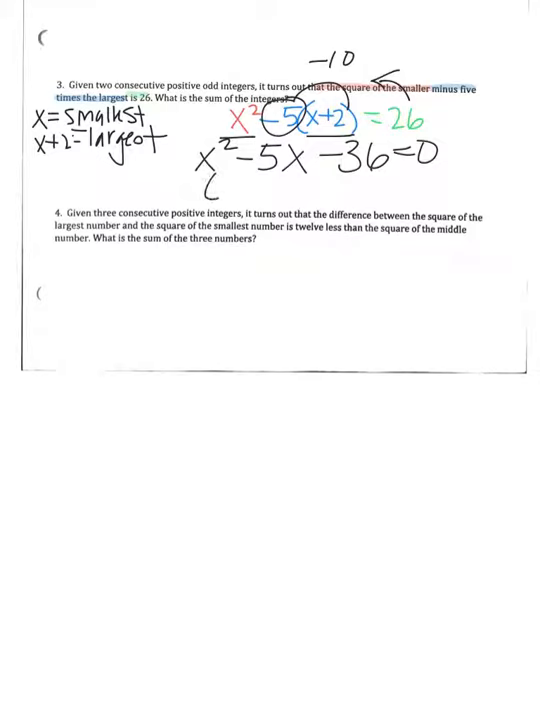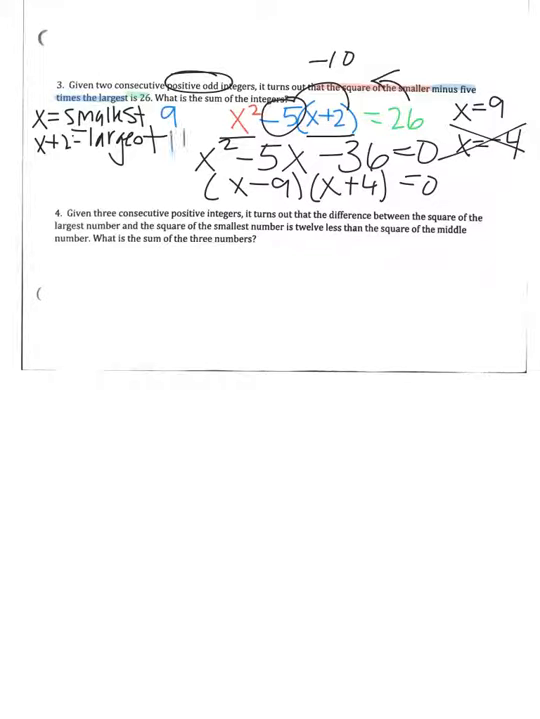This problem's factorable. This becomes x minus 9 and x plus 4. This is equal to 0, so that when I solve both of those mini equations, I end up with x is equal to positive 9 or x is equal to negative 4. In the beginning of the problem, we were asked for positive odd integers, so negative 4 is a rejection. We have to have 9 as our answer here. So the smallest integer is 9, and then 9 plus 2 is 11. That's how I came up with 9 and 11.